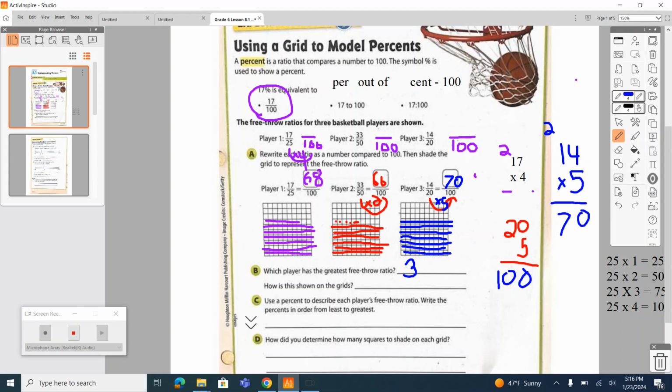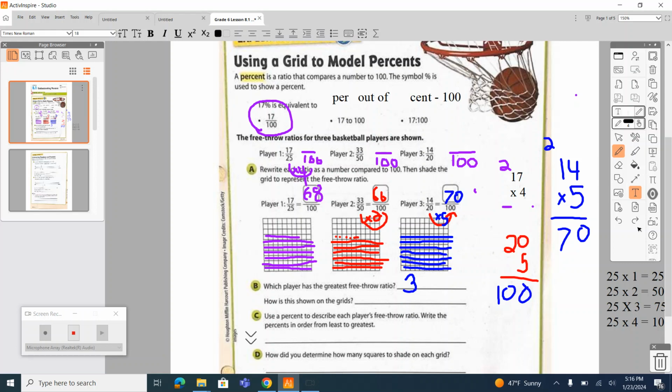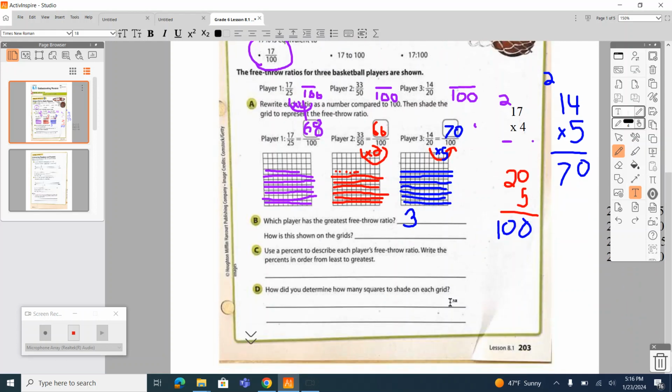And how did you determine? So basically, I just wanted you to know, you can write this down if you want to: if you convert each fraction, or you can use the word ratio, to an equivalent fraction with 100 as a denominator, you will get the percent.